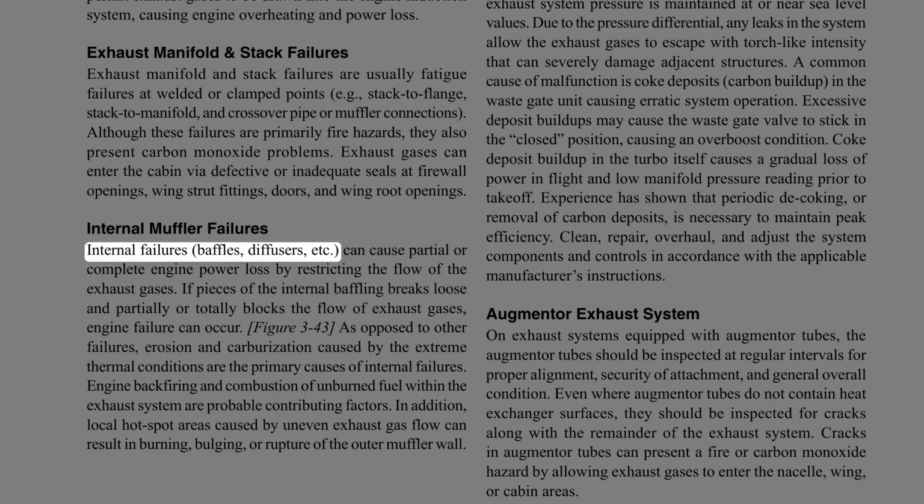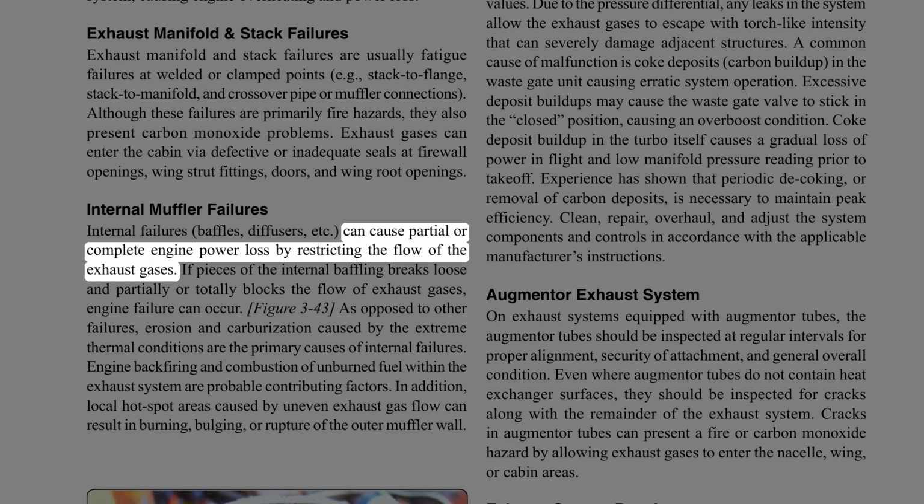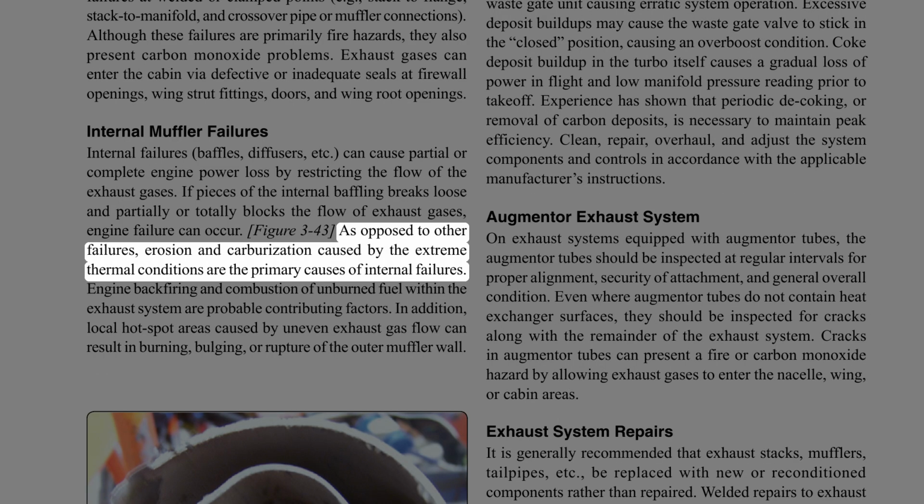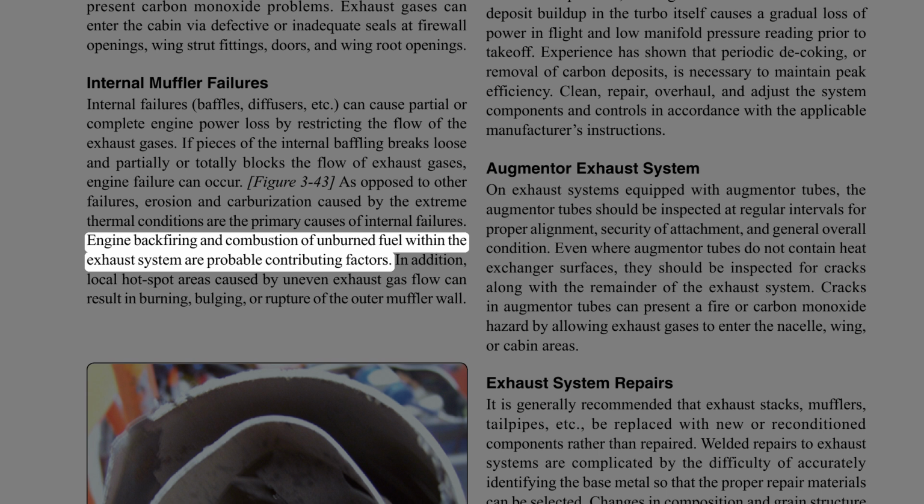Internal muffler failures. Internal failures, baffles, diffusers, etc., can cause partial or complete engine power loss by restricting the flow of the exhaust gases. If pieces of the internal baffling break loose and partially or totally block the flow of exhaust gases, engine failure can occur. As opposed to other failures, erosion and carburization caused by the extreme thermal conditions are the primary causes of internal failures. Engine backfiring and combustion of unburned fuel within the exhaust system are probable contributing factors.